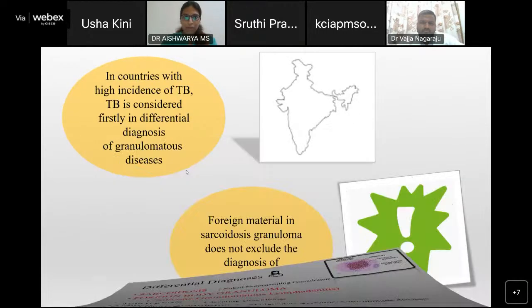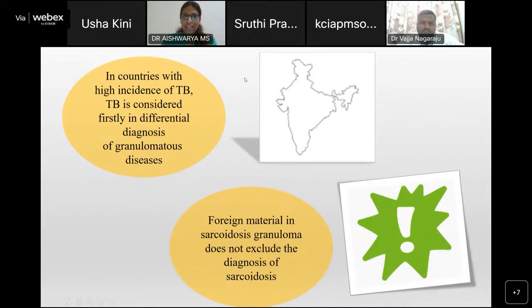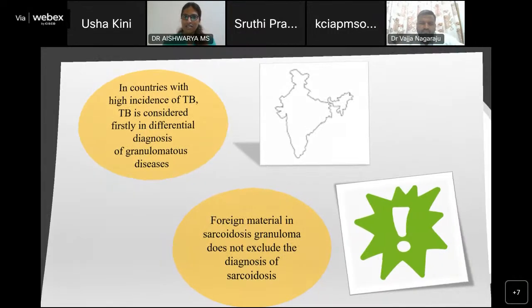Also, I want to add that in our country, since there is a high incidence of TB, TB should be considered as a differential diagnosis of all granulomatous diseases. And foreign material in a sarcoidosis granuloma does not exclude the diagnosis of sarcoidosis itself. Thank you.